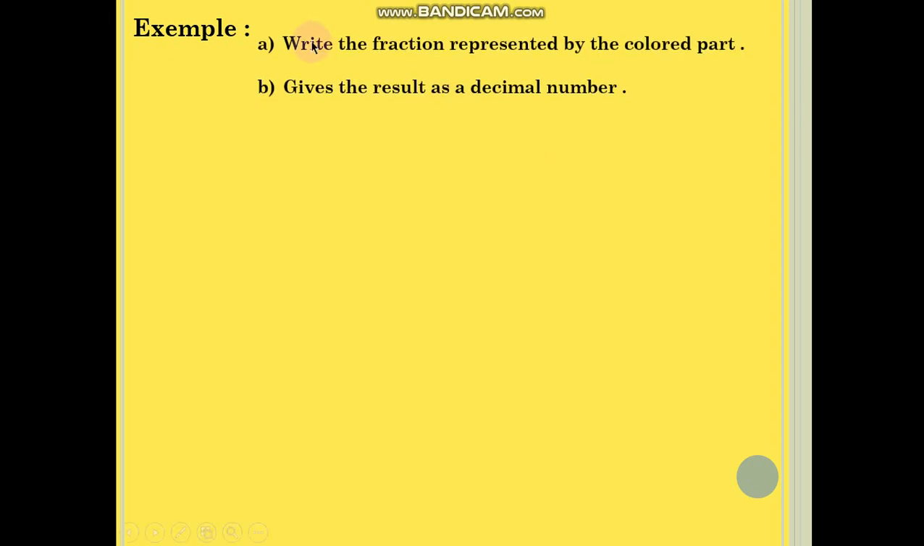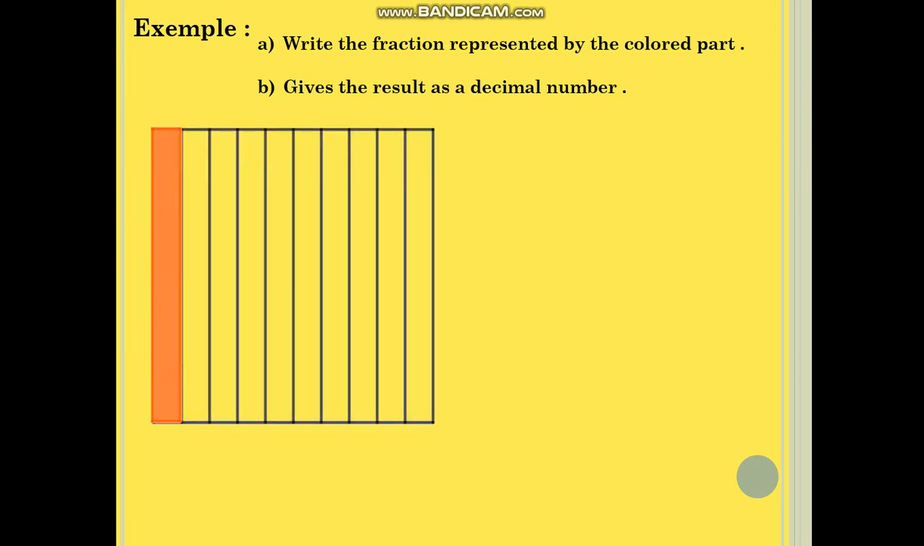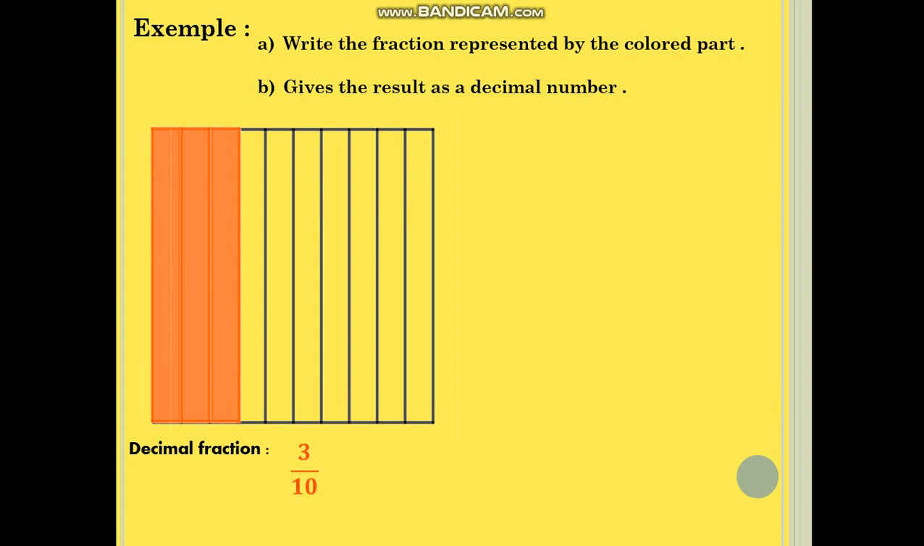Let's see. First of all, write the fraction represented by the colored part. Here I have a form. How many portions does it have? 1, 2, 3, 4, 5, 6, 7, 8, 9, 10. So this form represents 10 parts. How many colored parts do we have? 1, 2, 3. We have 3 colored parts. So I have 3 over 10, so 3 tenths. So I have 3 colored parts over 10 parts.